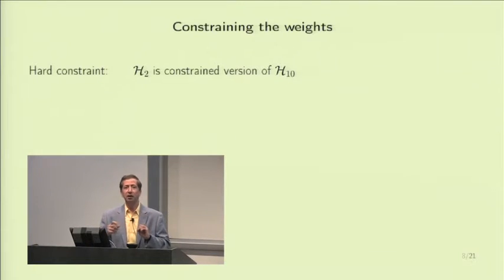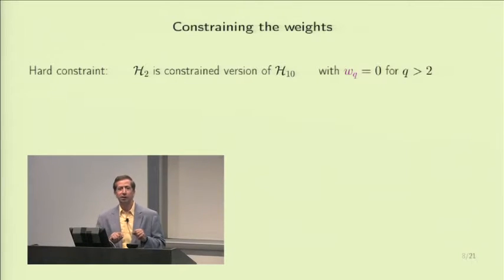Yes, that's what it is. But one way to view H2 is as if it was H10 with a constraint. And what would that constraint be? Just set all the parameters to 0 above power 2. That is a constraint, okay? But obviously, that's an extreme case. What we mean by a constraint in usual regularization is something a little bit softer, okay?